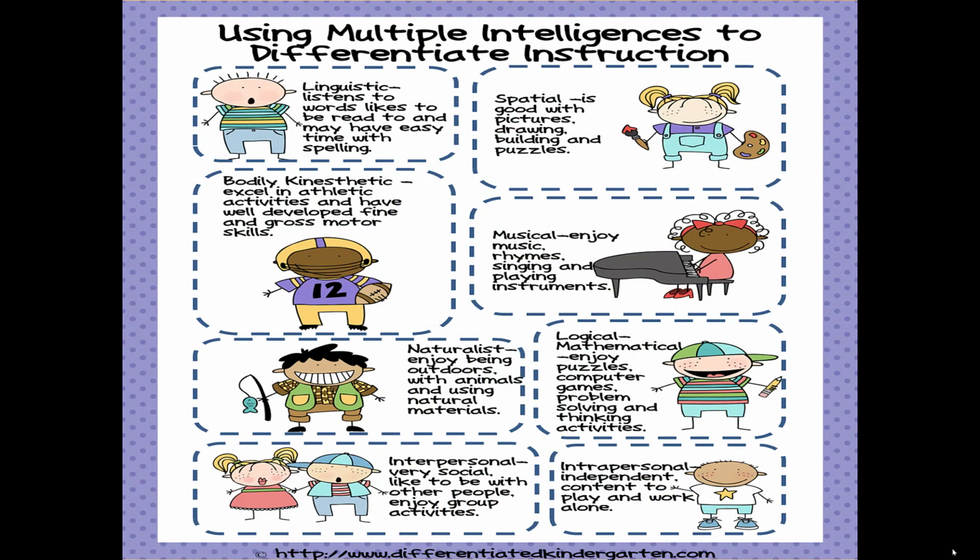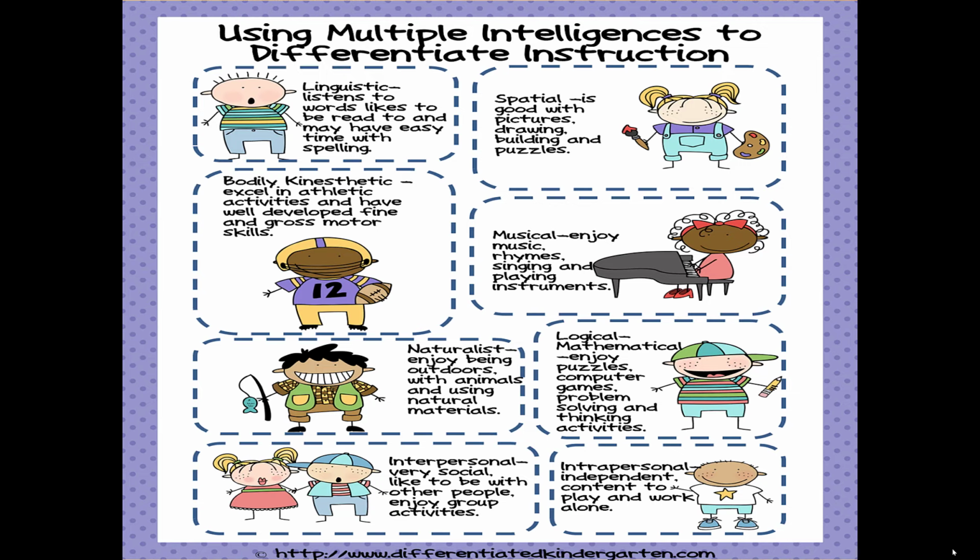There are multiple intelligences which we can use to differentiate instruction. We have linguistic students who listen to words, like to be read to, and may have an easy time with spelling. There are spatial students who are good with pictures, drawings, building, and puzzles. There are bodily kinesthetic students who excel in athletic activities and have well-developed fine and gross motor skills. There are musical students who enjoy music, rhymes, singing, and playing instruments.